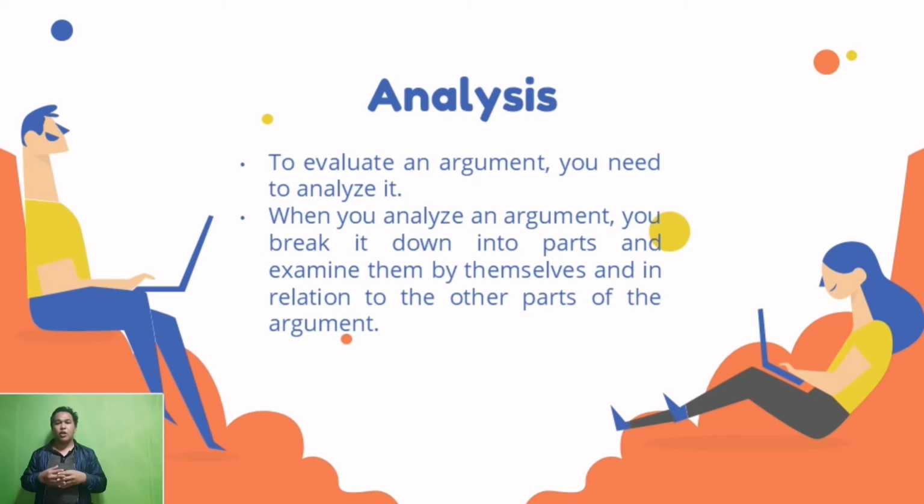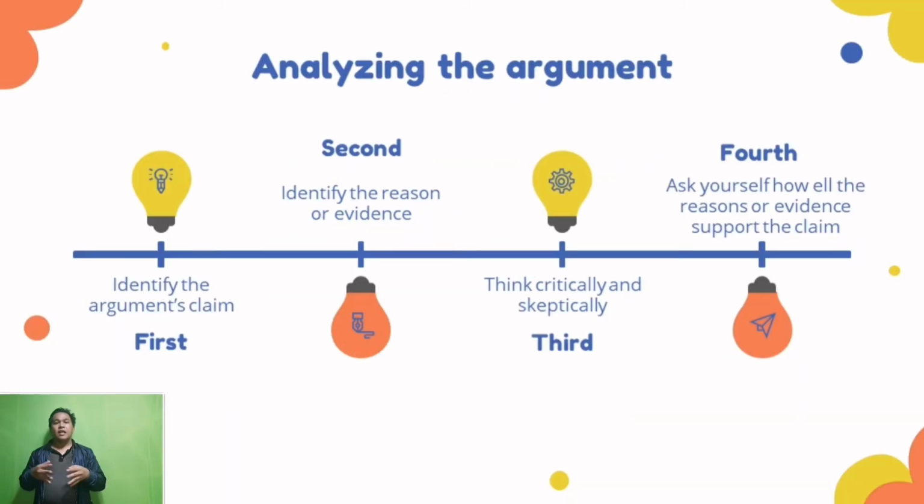So lastly, the analysis, which refers to evaluating an argument you need to analyze. When you analyze an argument, you need to break it down into parts and examine them by themselves and in relation to the other parts of the argument. So to fully understand the analysis of the argument, here are the steps in analyzing the argument. First is to identify the claim. Second, identify the reason or evidence. Third, think critically and skeptically. And lastly, ask yourself if the reason or evidence supports that claim.